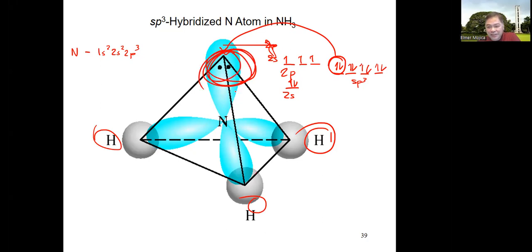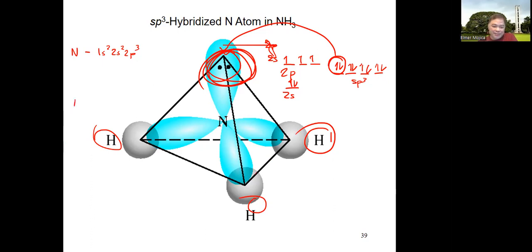Yan yung unpaired electron or yung tinatawag nating lone pair. Follow? So nitrogen here is also in sp3 kasi meron kang apat. Okay, sp3 has what we call four orbitals, of which one is lone pair and the other three is what we call bonding pairs.